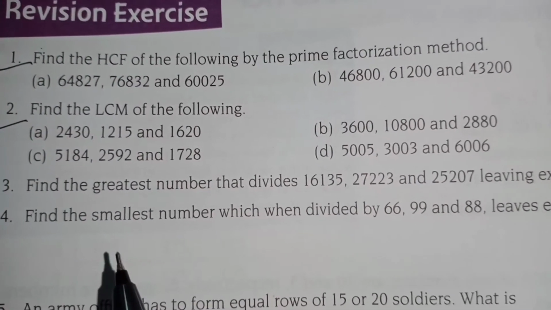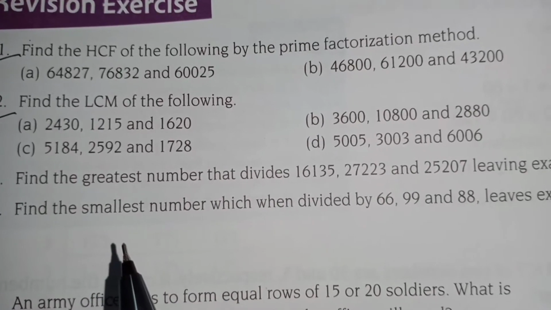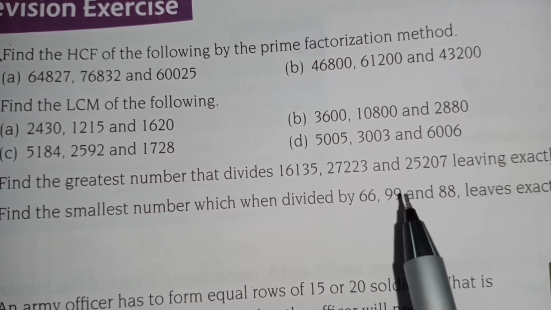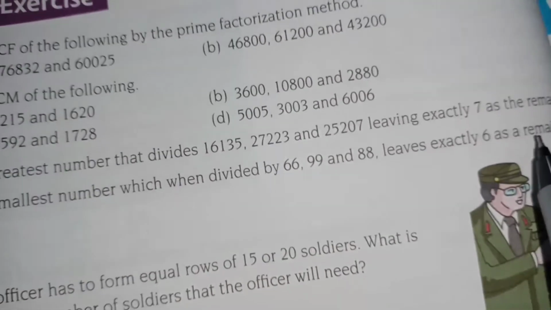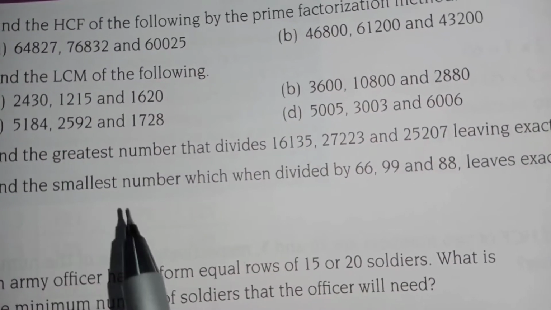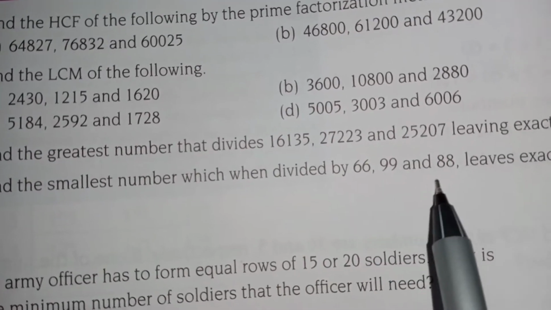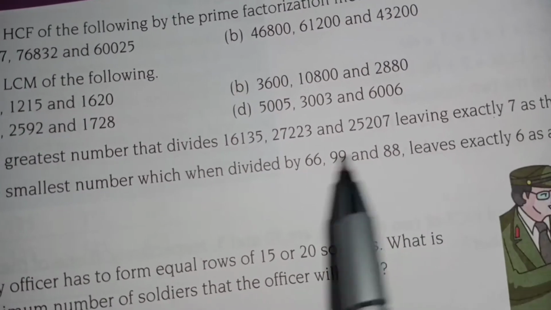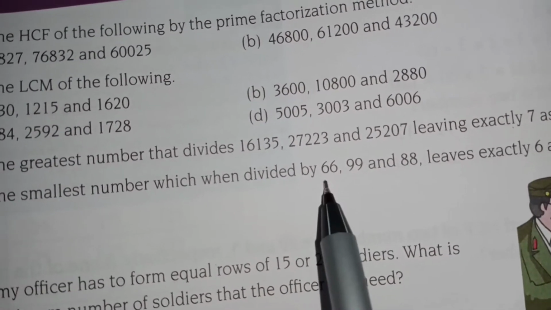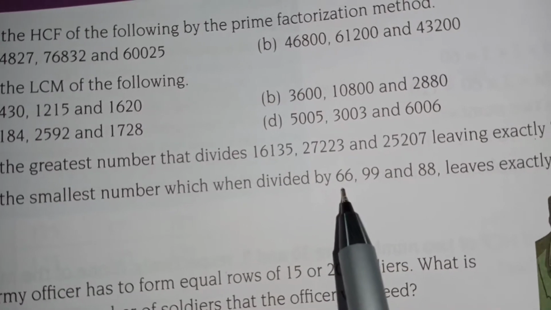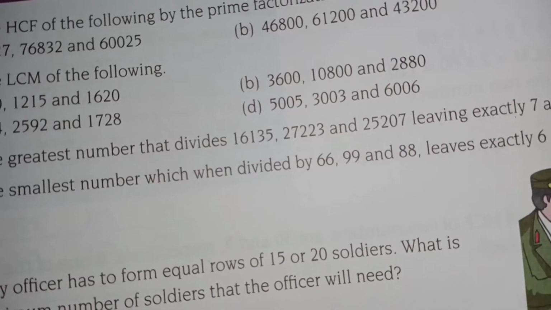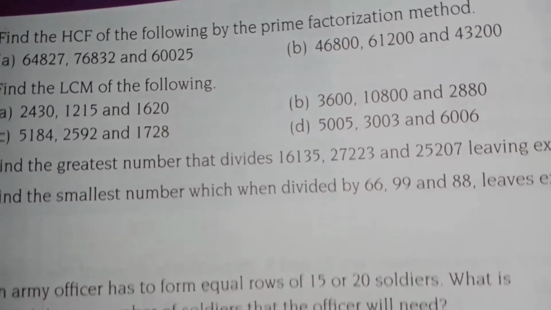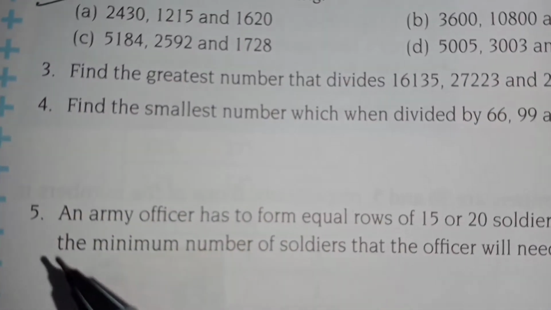And question number 4 is to find the smallest number, which when divided by 66, 99 and 88 leaves exactly 6 as a remainder. So in this case, smallest means you will find the LCM of these numbers only. Okay, in this case don't subtract 6. In the smallest one you will not subtract. You will find the LCM and at last, to whatever LCM you get, you will add 6. Okay, so now I'll teach you question number 5 today.